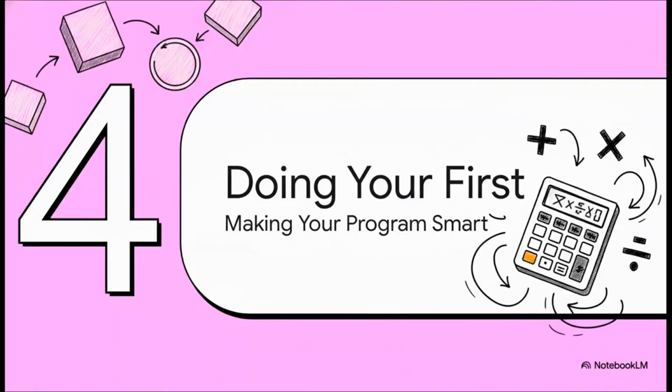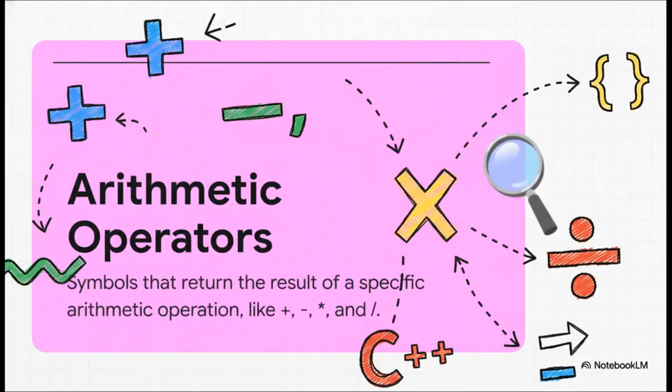Okay, let's move on to the final piece of the puzzle. We can make our program talk. We can make it remember things. Now, let's make it think. It's time to do some math. To do math, we use something called arithmetic operators. Sounds complicated, right? It's not. It's just a fancy name for the symbols you've been using your whole life. Plus, minus, times, and divide.